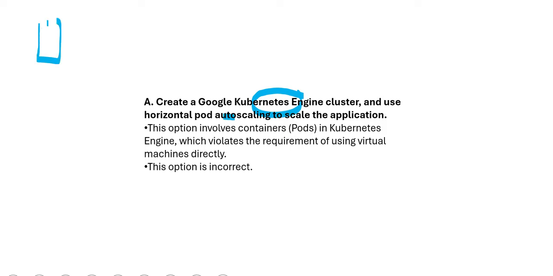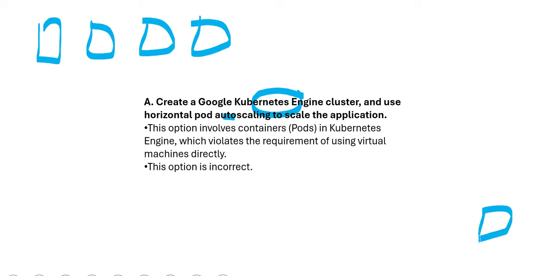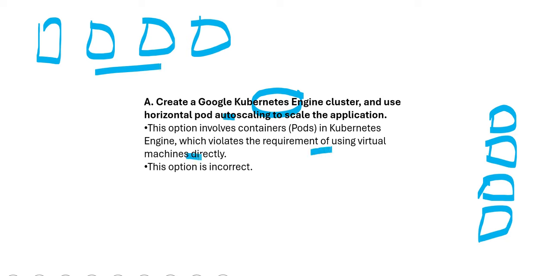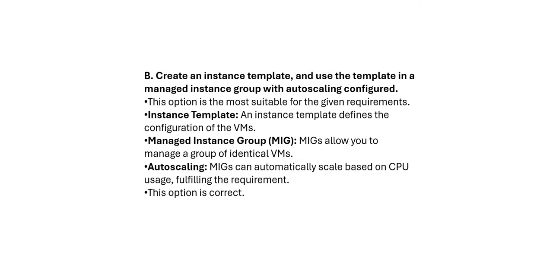Horizontal means it will scale this way. Vertical means it will scale this way. So you don't need this one. So this option violates the requirement of virtual machines directly because you are using this cluster and pods instead of virtual machines. B is correct because what you're doing is you're creating an instance template and using the template in a managed instance group with auto scaling configured.